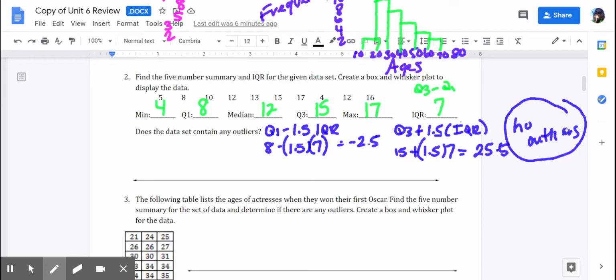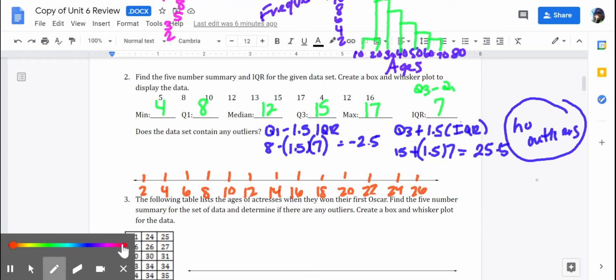Now, remember when we're getting ready to do our box and whisker plot, it is imperative that you have a number line. So I'm going to choose to go up by 2s. You can pick any number that you want as long as you're consistent. Just remember that without this number line, the box and whisker plot gives me no information. Then I'm going to take my values that I found and apply it to the box and whisker. My minimum of 4, my Q1 is 8, median 12, Q3 is 15, maximum 17.